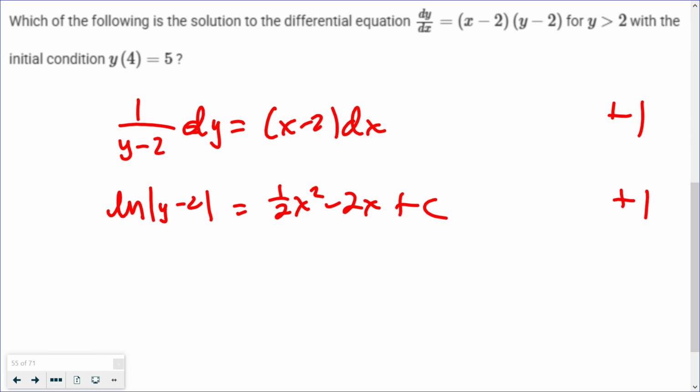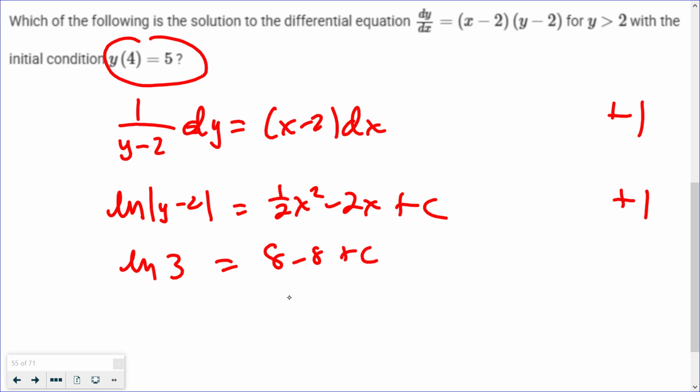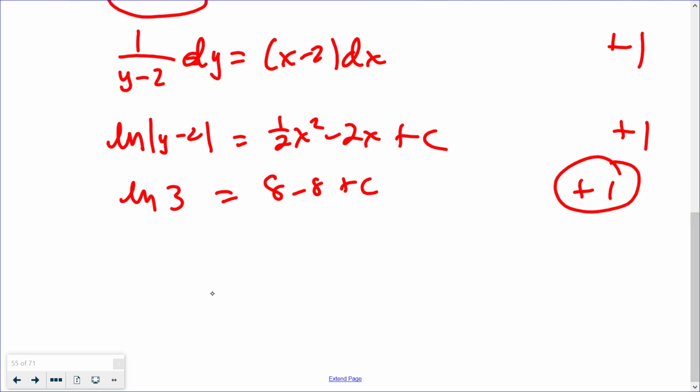That means they would give you an initial condition. Plug a 5 in for y and a 4 in for x. I get 8. I've got to do the math. That'd be the natural log of 3 equals, what would that be? That'd be 16, 8 minus 8. I got 0. Did you guys get c equals the natural log of 3? All right, good. So you get a point. But remember, that point is up for debate because you only get that circled point if you get your c correct and you remember the plus or minus.